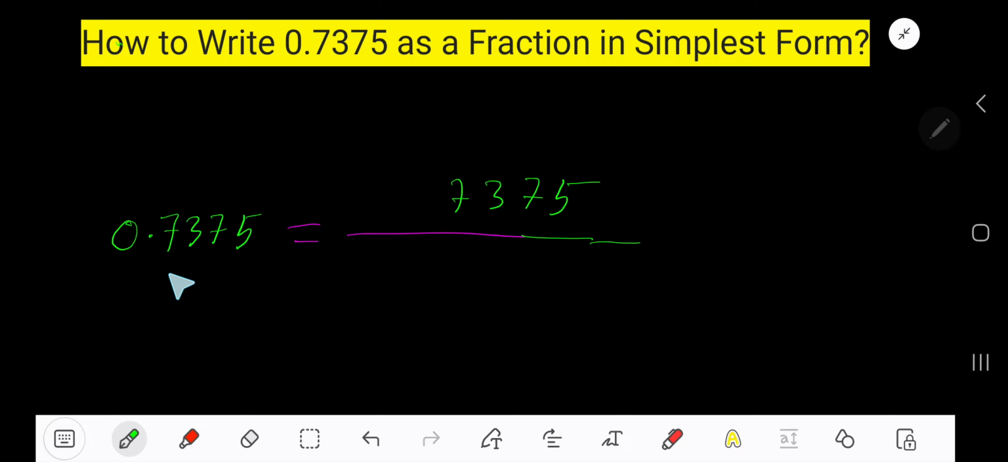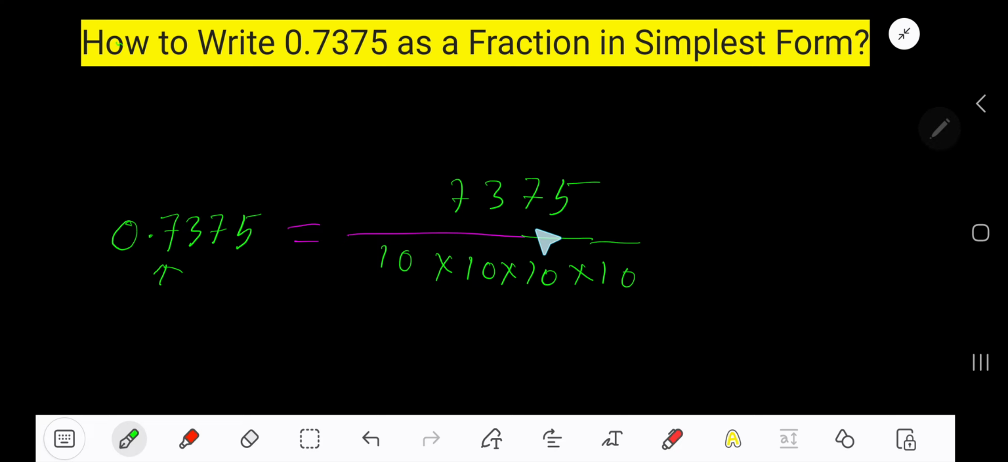And for denominator, for every digit you have to consider 10. We have 4 digits after decimal, so you write 10^4 as a multiplication. This is the fractional form. Now we need to reduce this fraction.